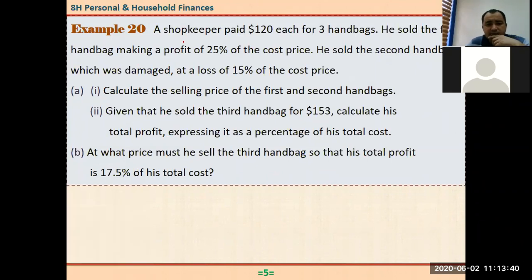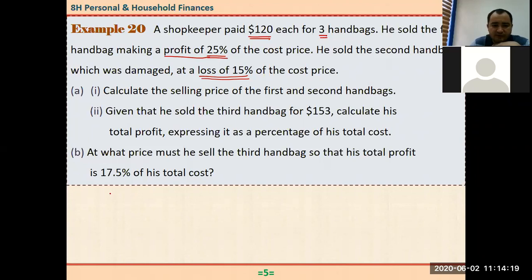In this example, it says a shopkeeper paid $120 each for 3 handbags. So the shopkeeper is doing handbag business. Each one is $120, and she bought 3 handbags. He sold the first handbag, making a profit of 25%. He sold the second handbag, which was damaged, at a loss of 15%. Question A, calculate the selling price of the first and second handbag.